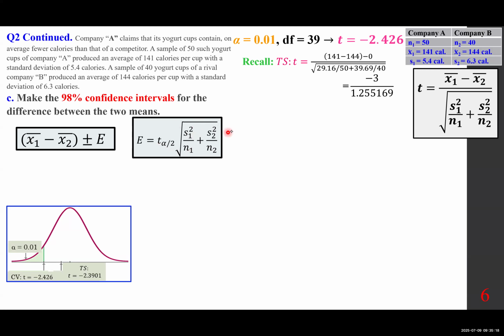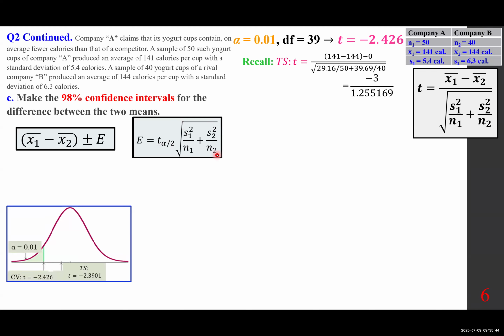Now, here's what I want you to understand. Alpha was 0.01, and it was a left tail test. And in essence, it was a one tail test. So if you multiply that by 2 and subtract it from 1, you get 98%. So they correspond to each other. That's why you have the same t here. Okay, so the t comes from here, so we put 2.426 here.